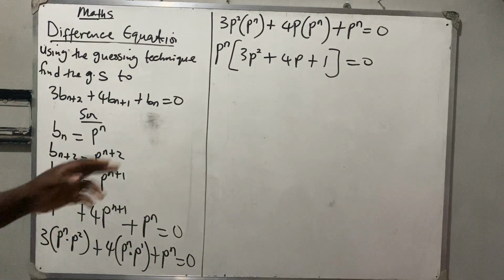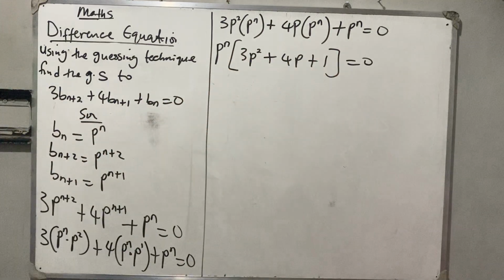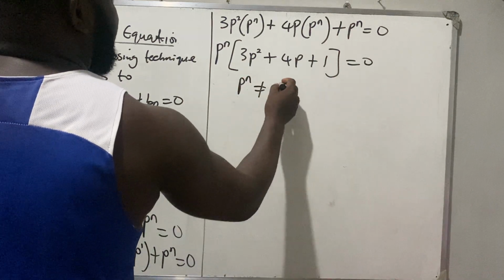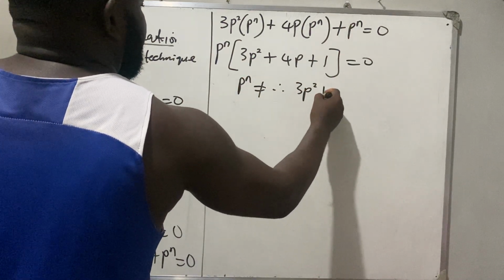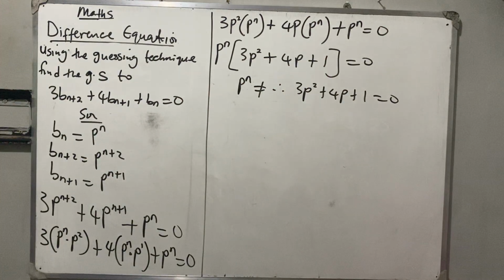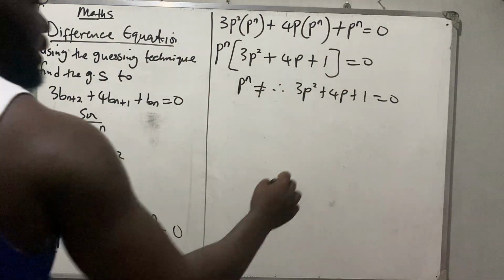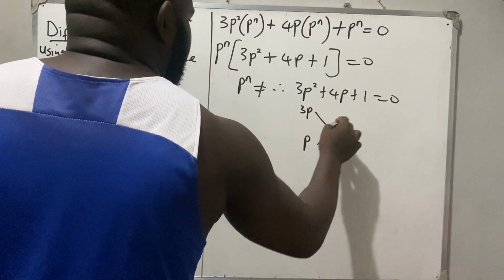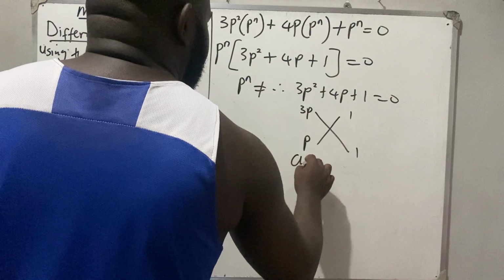Now when the product of two things is 0, automatically one of them must be 0. And p^n is not equal to 0. So therefore, 3p^2 + 4p + 1 is equal to 0. So this is the quadratic equation and we can factorize. If you factorize this, I'm going to have the easiest part of factorization, 3p and p, 1 and 1. You check if it is correct.